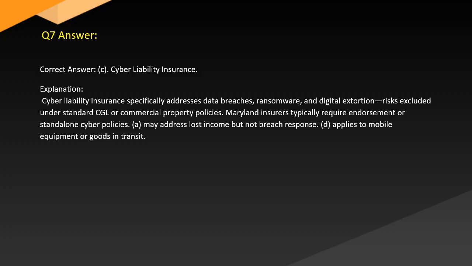Answer. Correct answer: C. Cyber liability insurance. Explanation. Cyber liability insurance specifically addresses data breaches, ransomware, and digital extortion, risks excluded under standard CGL or commercial property policies. Maryland insurers typically require endorsement or standalone cyber policies. A may address lost income but not breach response. D applies to mobile equipment or goods in transit.